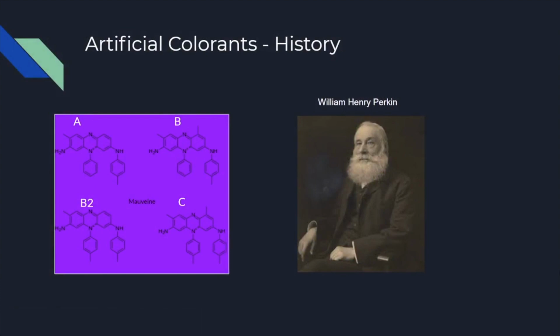So, as science advanced, natural dyes were eventually replaced by their cheaper, longer-lasting, and better-looking alternative, synthetic dyes. The synthesis of the first artificial food dye occurred in 1856, when William Henry Perkin accidentally discovered mauveine, a mixture of 4 related aromatic compounds, while looking to cure malaria. Here we can see that the 4 compounds differ by the placement and number of methyl groups. Additional dyes were synthesized afterwards and mass-produced.